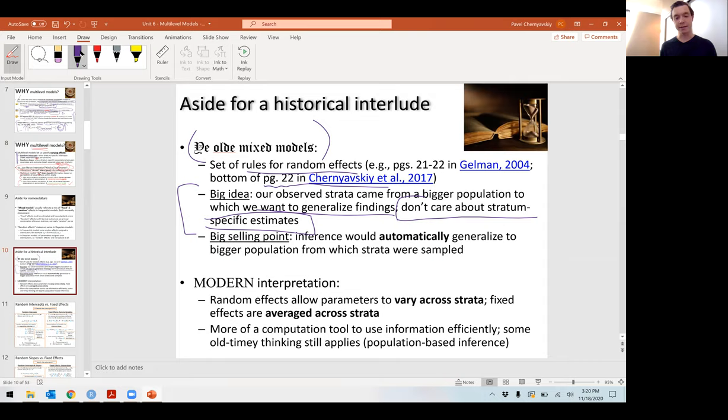So in a modern sense, we use these types of models more as a computational tool to specify our varying effects, those effects that vary by stratum. That could be something as simple as only an intercept, or it can be a set of slopes. But we think of multi-level models as a tool to use the information efficiently, to share information within stratum in a way that is efficient. End it there. All right, we have two slides with some heavy notation coming up right now.